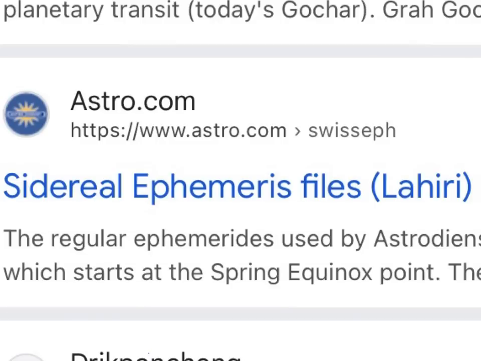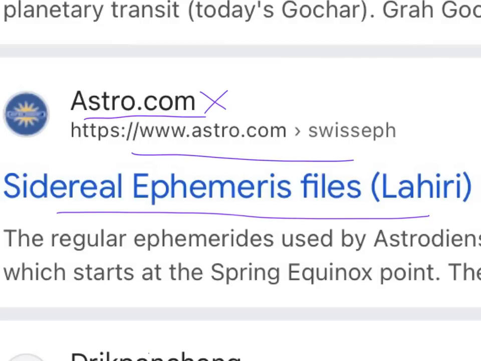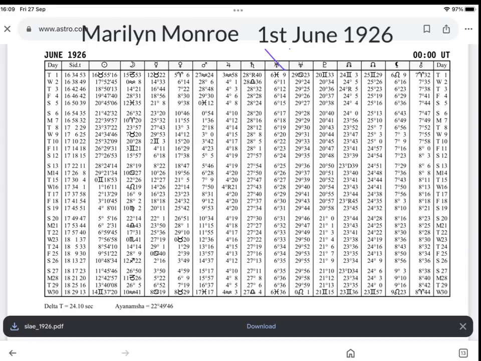Little tip, it's hard to find these files on the actual site. I wouldn't want to go in there straight away. You will never find them. I've never been able to. I simply put this into my browser, or just "sidereal ephemeris files." Then you will find them very, very quickly. Let's learn to read it.